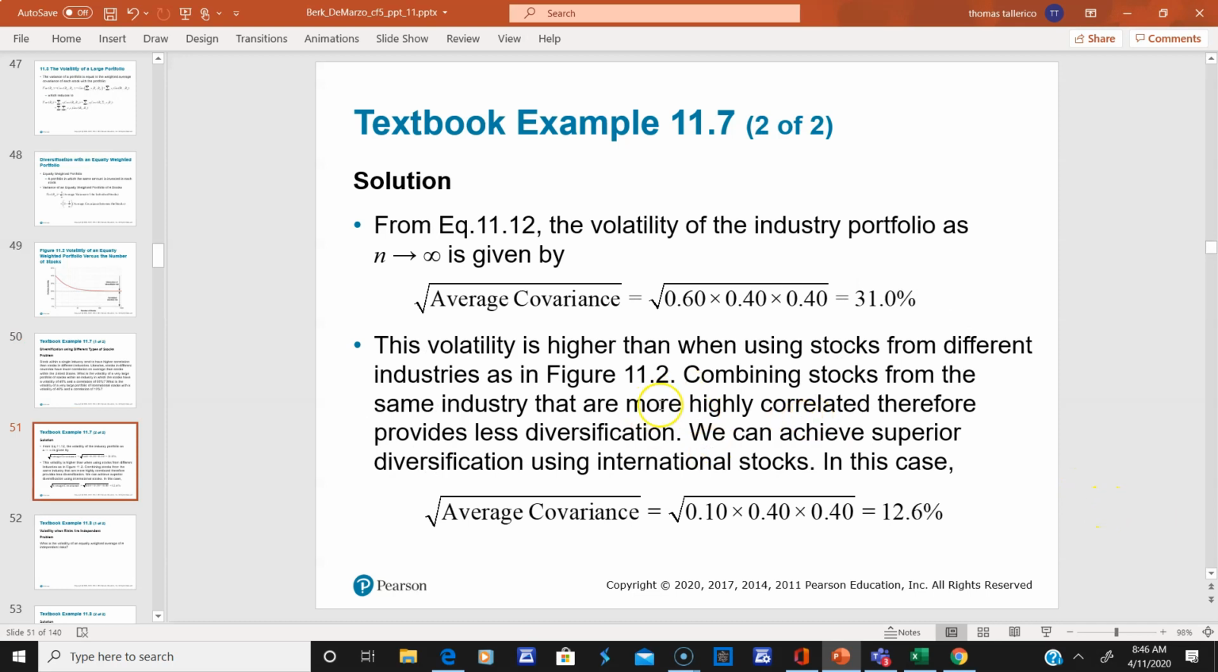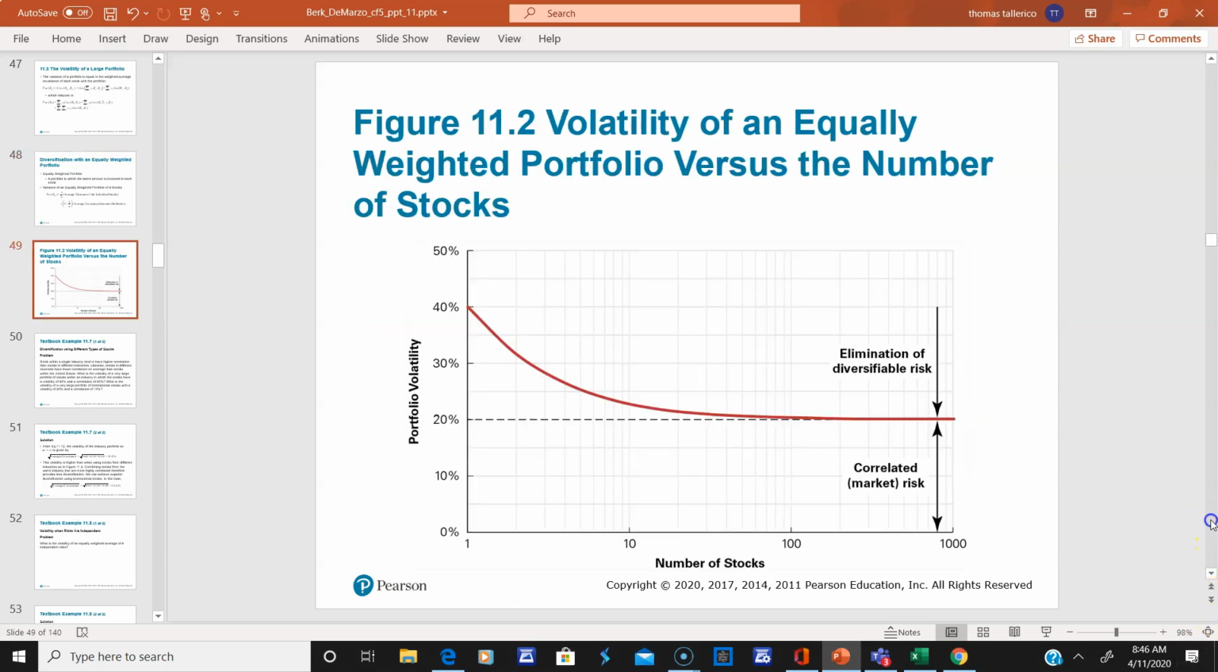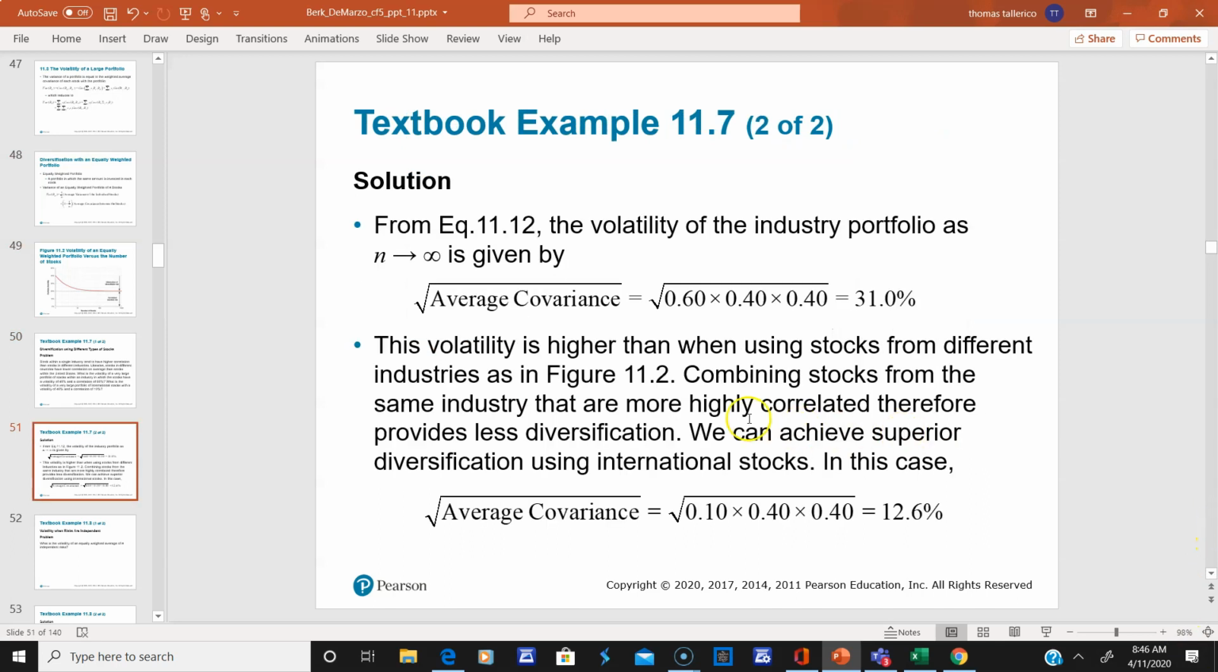So here is the solution. So here's the average covariance. Here's how you get the average covariance. And this, again, this is equation 11.12, right? And so the volatility is the average covariance. And here it is here, right? So you look at equation 11.12. And this volatility is again higher than when using stocks from different industries.